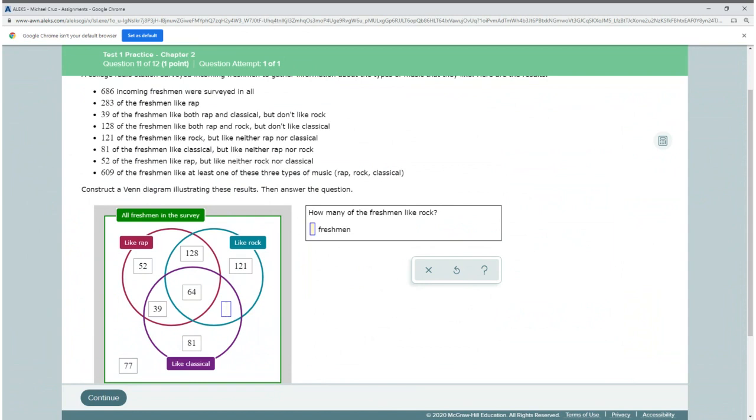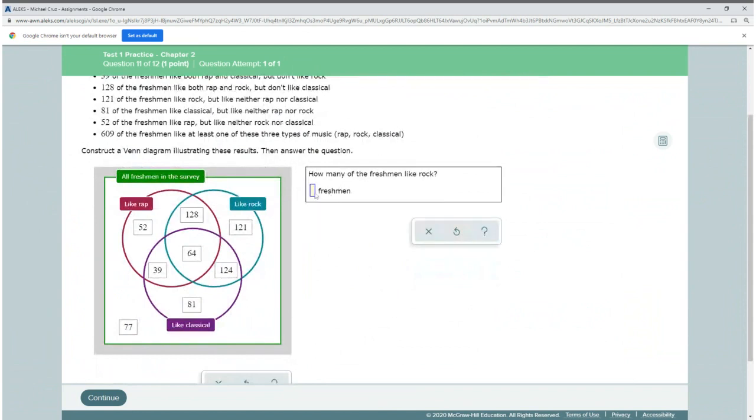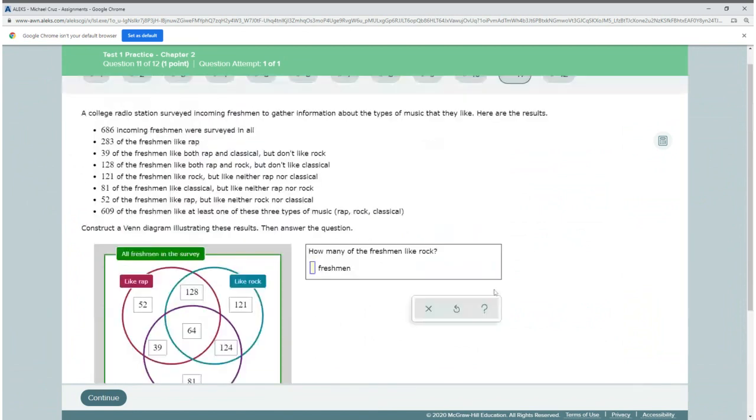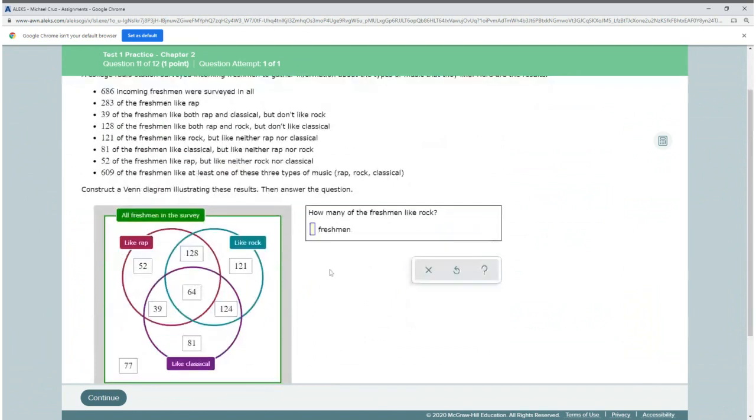And then we're going to answer the question, and I guess that's the only question we got. How many of the freshmen like rock? Well, you just add all of those numbers up inside of the rock circle. That's 437. That's the only question they got.